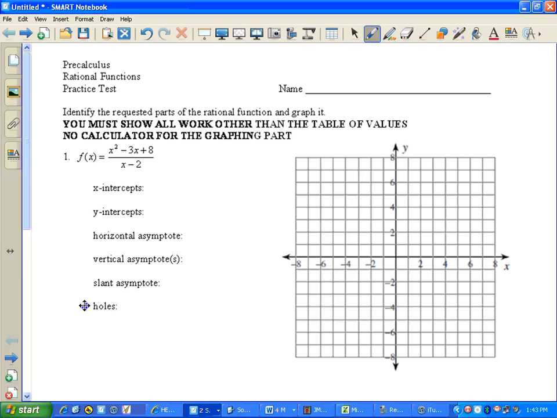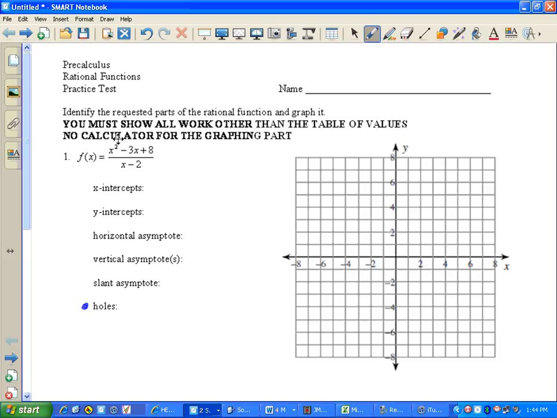Holes are usually the ones you want to look for first, because if you cancel something, then it's not going to be an x-intercept, and it's not going to be a vertical asymptote. So I don't want to list those first. I'm going to look for holes, which means I need to factor the top and bottom of this.